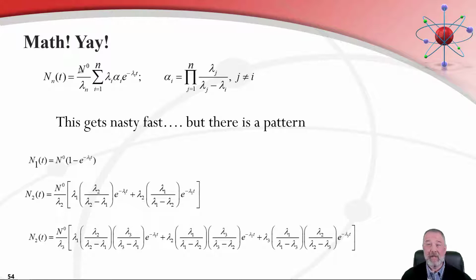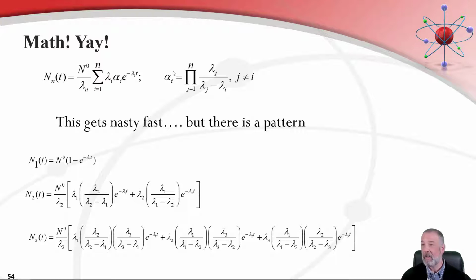This N0, or N naught, is how many we started with. This big sigma means summation. This just means we're going to calculate a bunch of terms and then add them all together.